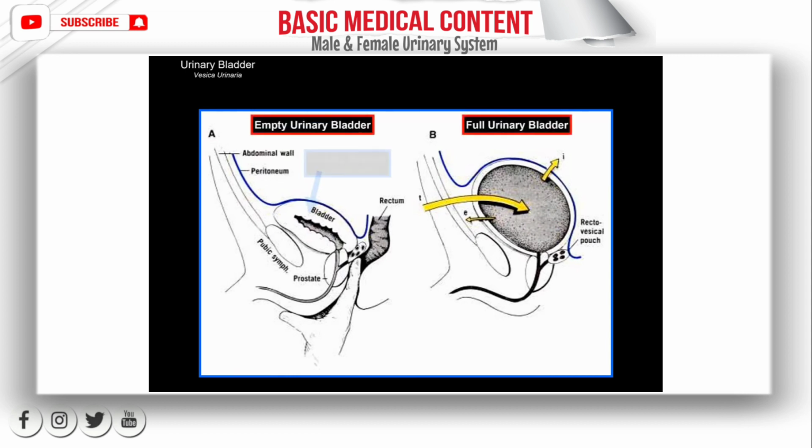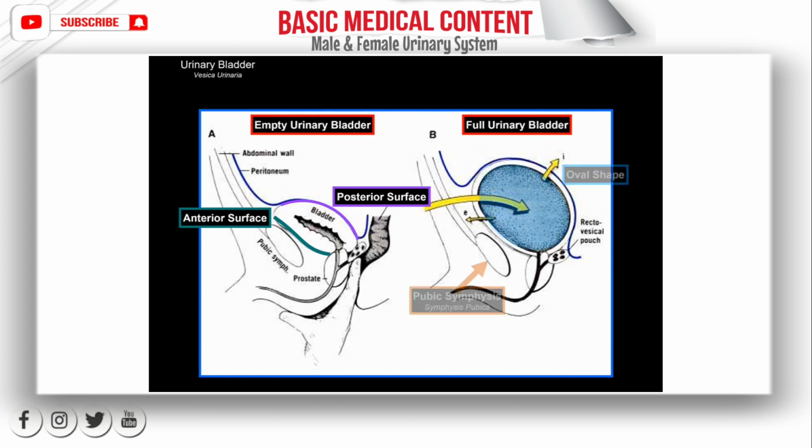The empty urinary bladder is situated behind the pubic symphysis, as you see here, and it has two surfaces. It has an anterior surface towards the symphysis and a posterior surface towards the peritoneum, and there's usually these lateral margins that separate these two surfaces. The full urinary bladder, however, has an oval shape, as you see here, and it lies above the pubic symphysis. So this just shows you that the urinary bladder isn't always going to be located right behind the pubic symphysis.